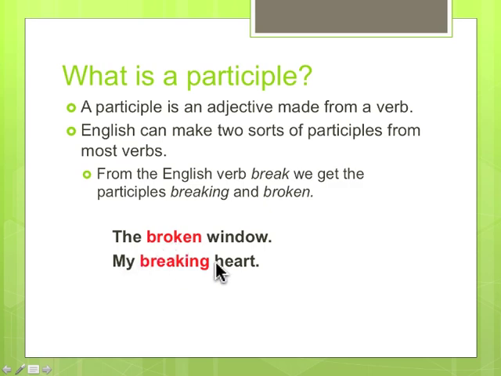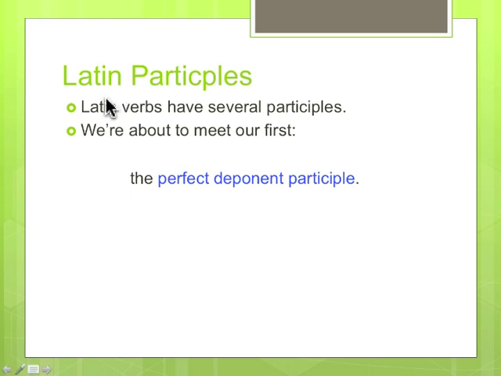Here we have my breaking heart. Breaking heart, once again, is describing a noun, here the word heart, so it's an adjective. But it's made from a verb, and consequently it's a participle. So English has two participles that it generally uses, and most verbs, probably all verbs, can actually form them. Latin verbs have several participles, and we're about to meet our first.